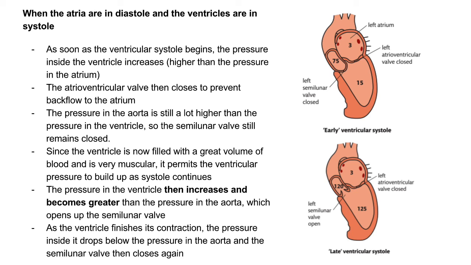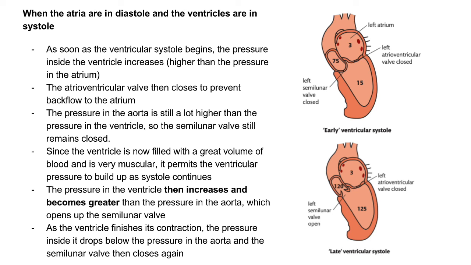Well, as soon as the ventricular systole begins, the pressure inside the ventricle increases, so that the pressure inside the ventricle becomes greater than the pressure inside the atrium. As you can see on the picture on the right, in early ventricular systole, the pressure in the ventricle is at 15, while the pressure in the atrium is at 3. This then causes the atrioventricular valve to close in order to prevent backflow back into the atrium.